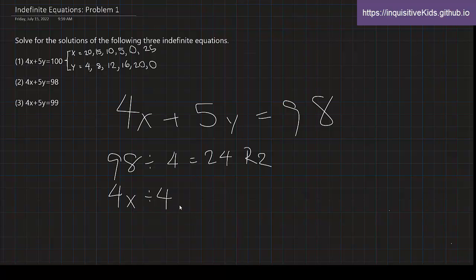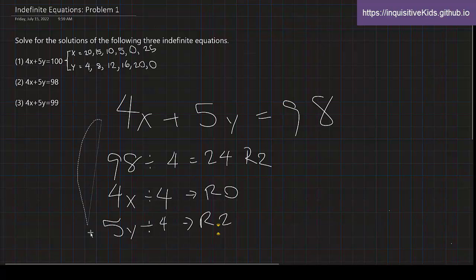4x divided by 4, we don't know exactly what it is, but we know that it will have a remainder of 0, because 4x is already a multiple of 4, so it will end up with a remainder of 0 in the end. Now, if 4x has a remainder of 0 when divided by 4, and 98 has a remainder of 2 when divided by 4. Now, where did that remainder of 2 come from? In order for 98 to have a remainder of 2, 5y divided by 4 would also have to have a remainder of 2. Just like 98, so that's where the remainder 2 comes from. So 5y has to have a remainder of 2.